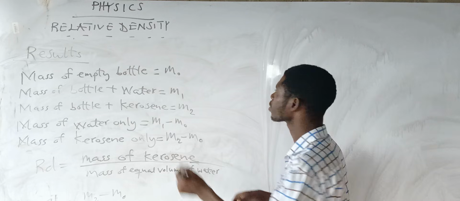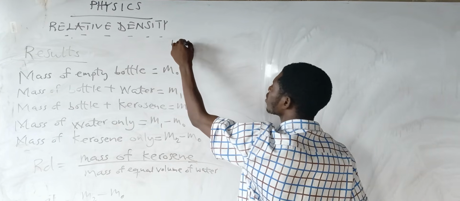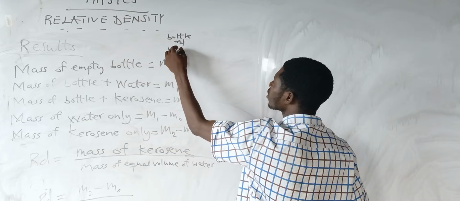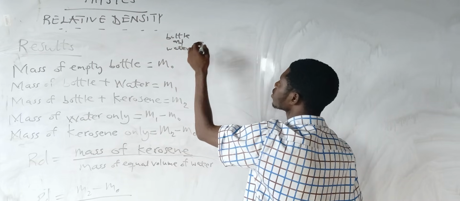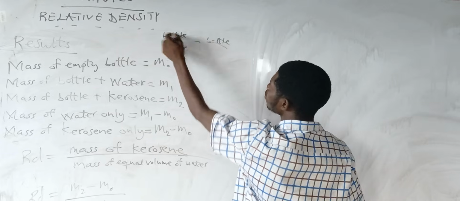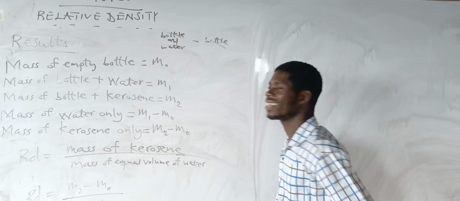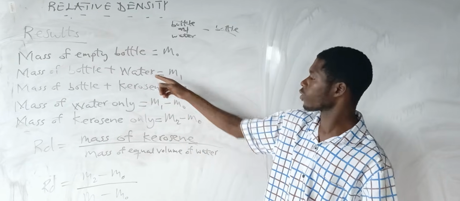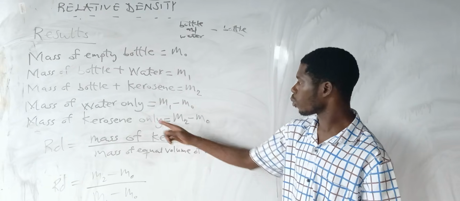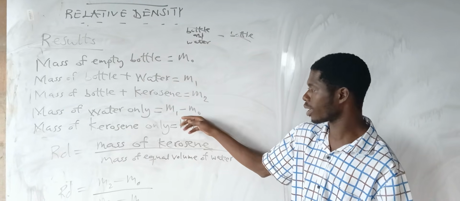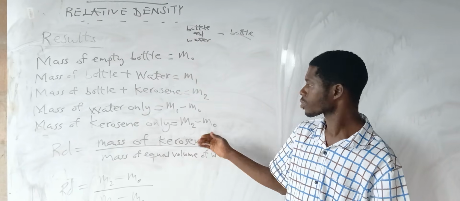It's like bottle plus water minus bottle, you take away the bottle, then you get water. So for us to get water only, subtract M0 from M1. This is so easy as well.